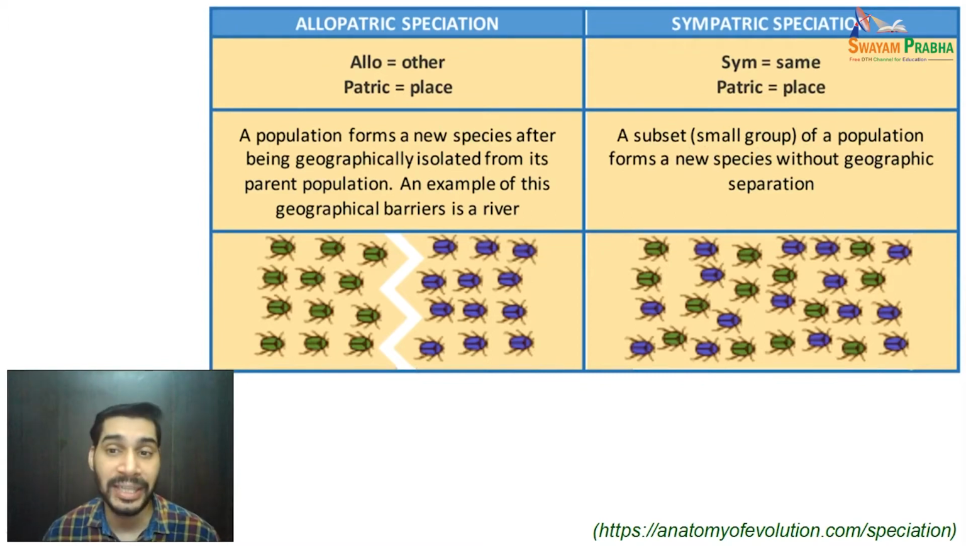Still, you can see there are two different populations of beetles here. That means the blue ones are going to breed with blue ones only, and the green ones are going to breed with the green ones only. So we are focusing here on the biological species concept, where reproduction is the main criterion to define a particular species. Here, though the geographical barrier is not there, the reproductive barrier still exists.